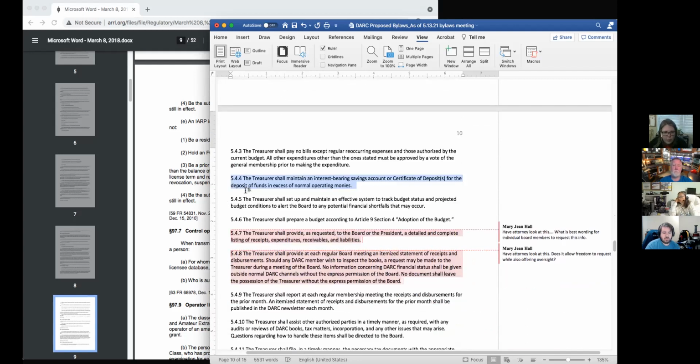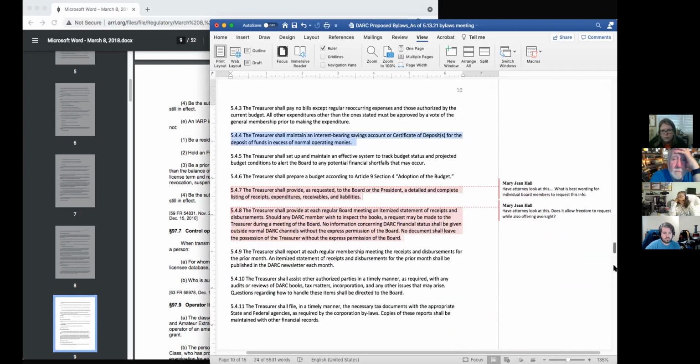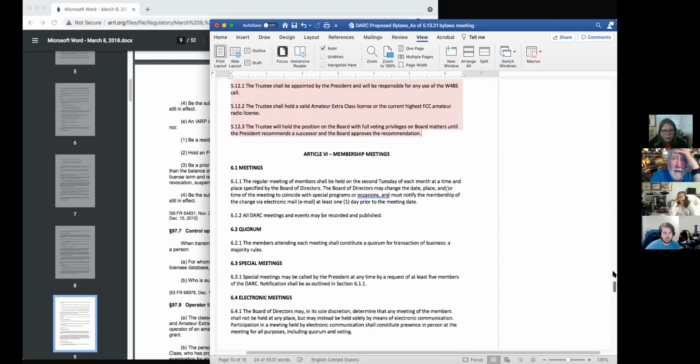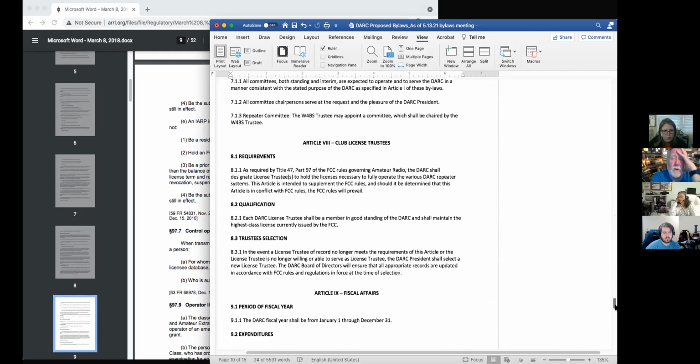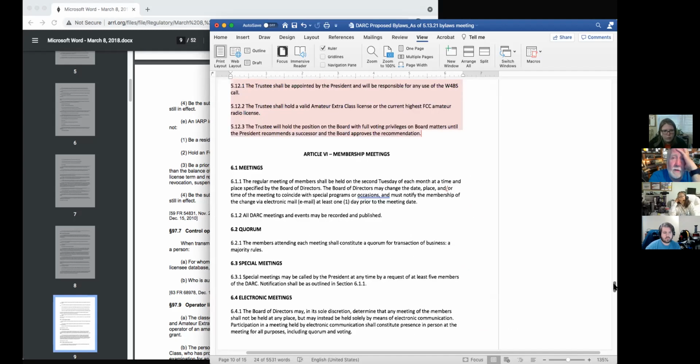All right. So 5.4.4, the treasurer shall maintain an interest-bearing savings account or certificate of deposits for the deposit of funds in excess of normal operating monies. Okay. That's fine. If you're okay with 9.2.1, that's fine. I just see, your point about the hang up about any funds.